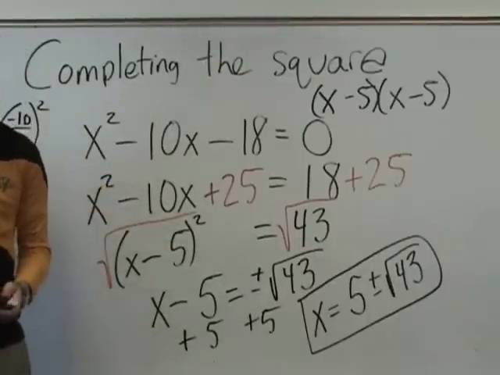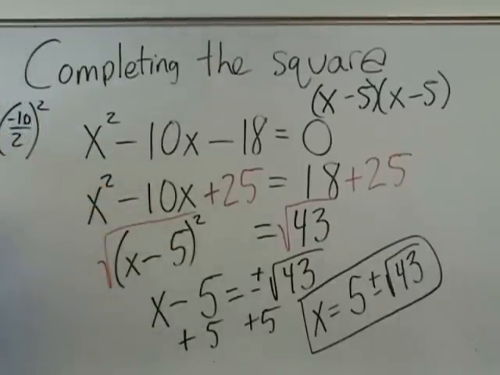Yes? Can it be plus or minus square root 43 plus 5? Yes, of course. You can add the 5 at the end as well. All right, 2 more. We're going to do 2 more and we're done.